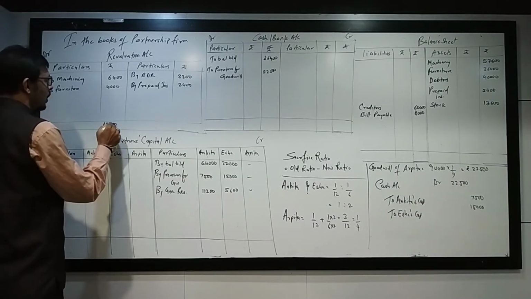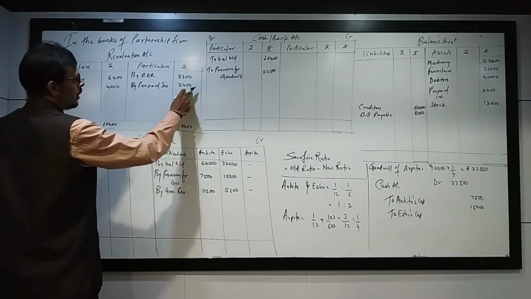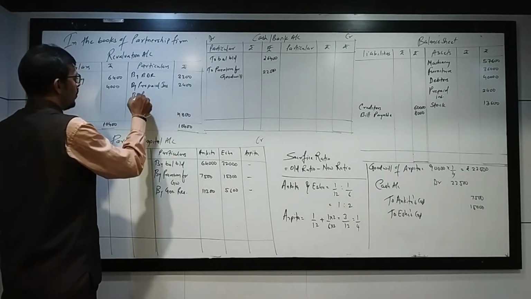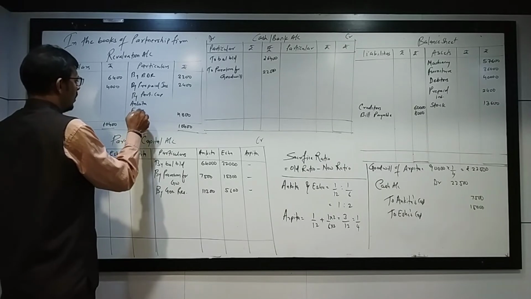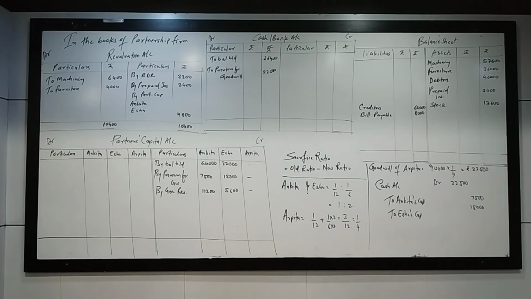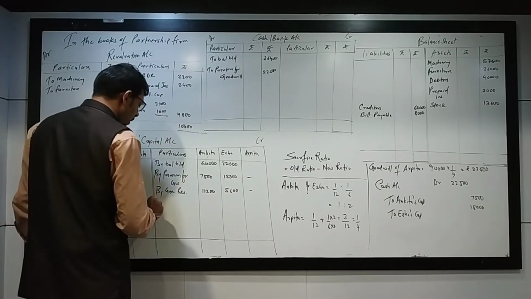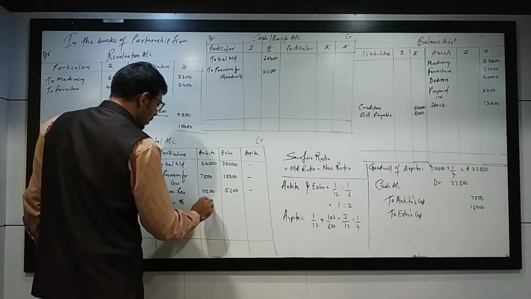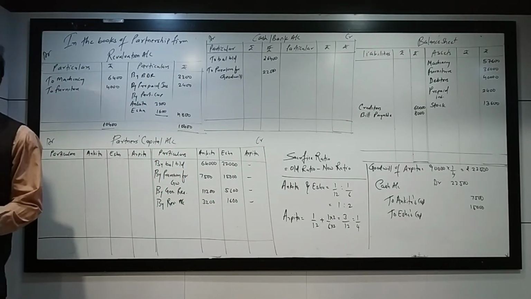Then 10,400 minus 2,400, 8,000, 5,000, 4,800 is the remaining amount by partners' capital. We are distributing in the old ratio, which is 2:1. So 3,200 and 1,600. Transfer on the credit side by revaluation account, 3,200, 1,600. Let us close Ankita first of all.